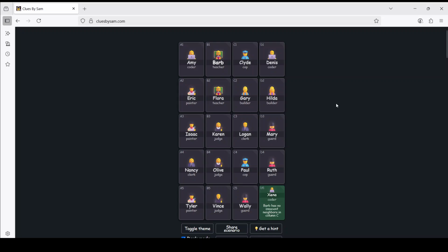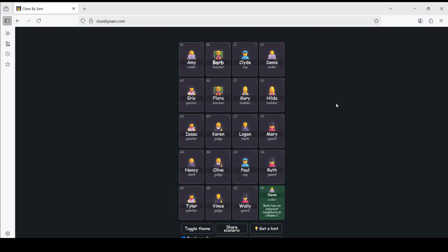I am going to do a walkthrough of the August 10th Clues by Sam. So today we've got 4 columns and 5 rows. The first row has Amy the coder, Barb the teacher, Clyde the cop, and Dennis, the coder.